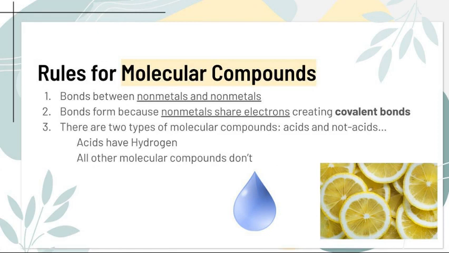Molecular compounds are bonds between nonmetals and nonmetals. Bonds form because the nonmetals share electrons and create covalent bonds. There are two types of molecular compounds. There's normal molecular compounds and acids. Acids are compounds that begin with hydrogen, while the other molecular compounds don't. So, although it doesn't seem like it, water, or H2O, is technically an acid, except it's very weak.